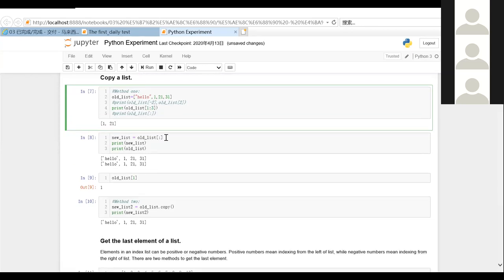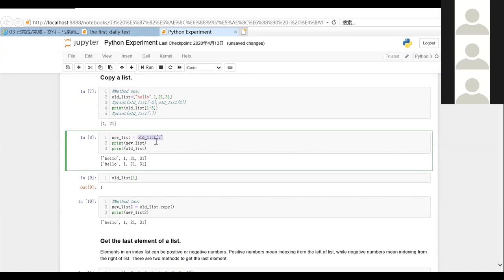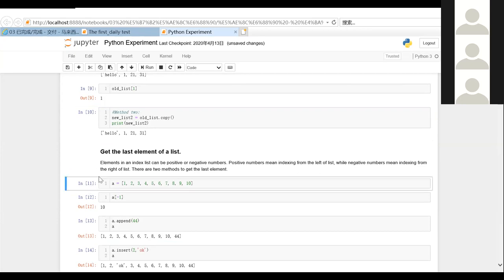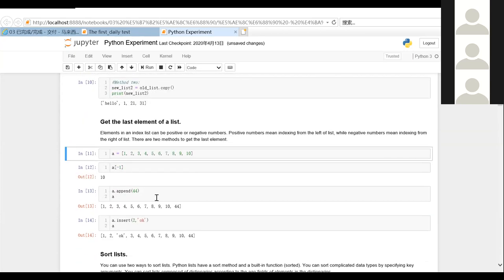And to copy a list, we can use expressions like this, old list, square bracket, colon, square bracket. This is the first method to copy a list, and the second method to copy a list is old list dot copy. So we can use a method like dot copy to copy a list. We've mentioned that the index of a list from left to right starts from 0, and the index from right to left starts from minus 1. So if we want to get the last element of the list, we can use this expression, minus 1. So minus 1 means the last element of the list.